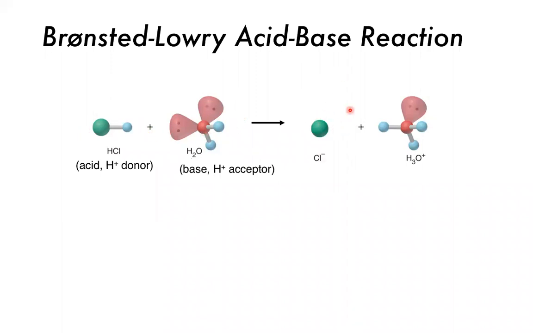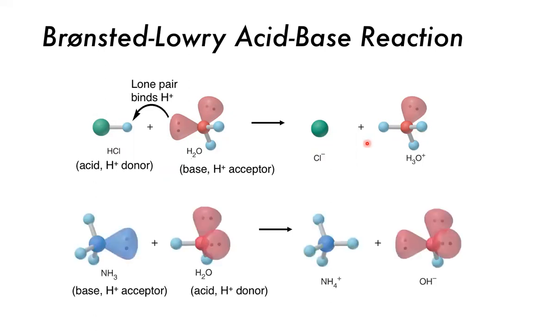So then this leaves us with chloride plus our hydronium. So the lone pair binds the H plus. In this case here, we have a Brønsted-Lowry base reaction where we have ammonia plus water gives ammonium plus hydroxide. So what we have going on here is that the ammonia reacts with the water to give ammonium plus hydroxide. So the lone pair in this case binds the proton and forms the ammonium.